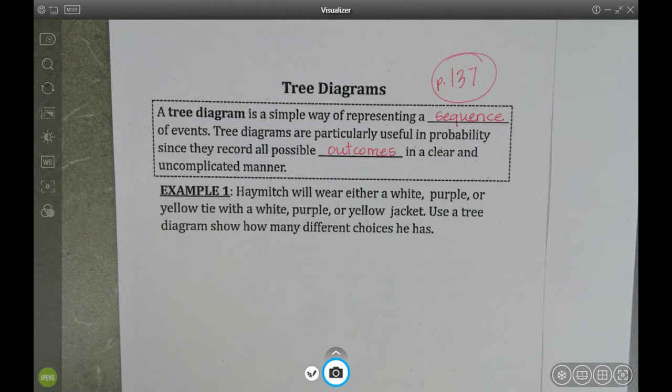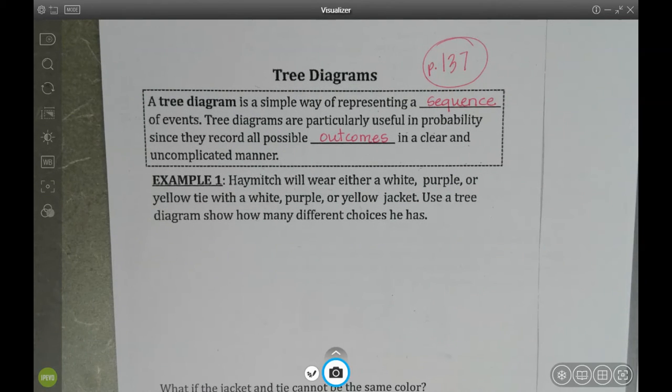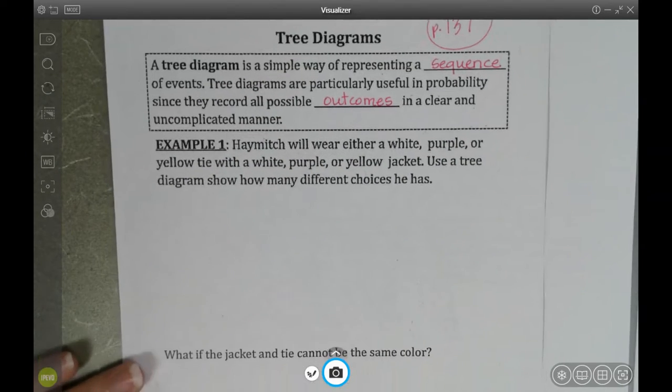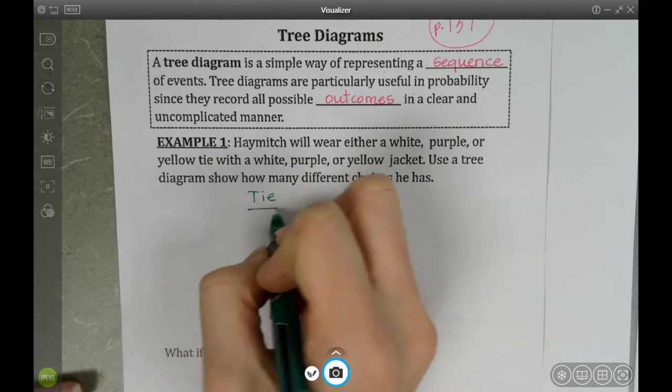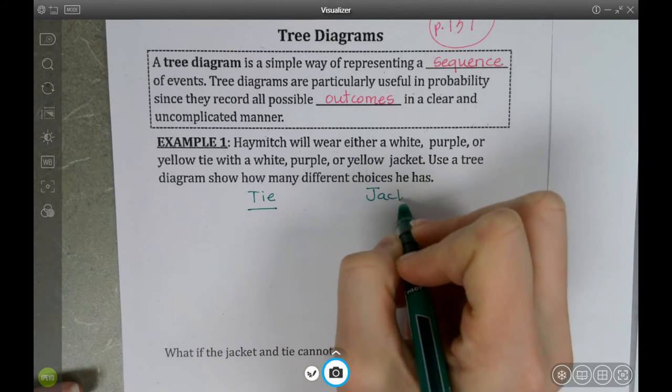Okay, so a tree diagram is a simple way of representing a sequence of events. Tree diagrams are particularly useful in probability since they record all the possible outcomes in a clear and uncomplicated manner. So our first example, Haymitch will wear either a white, purple, or yellow tie with a white, purple, or yellow jacket. Use a tree diagram to show how many different choices he has. Okay, so we're talking about his tie and his jacket.